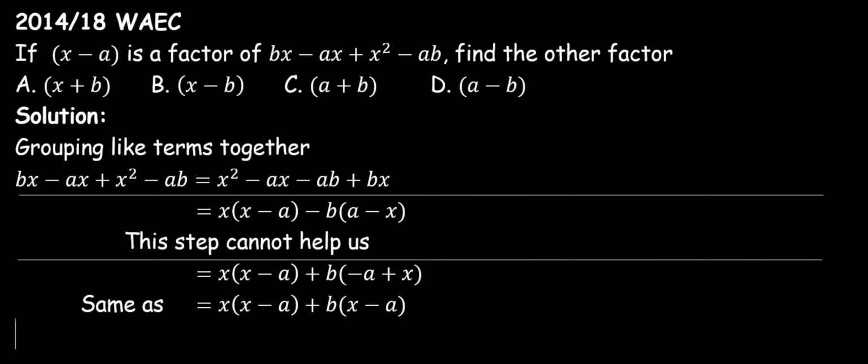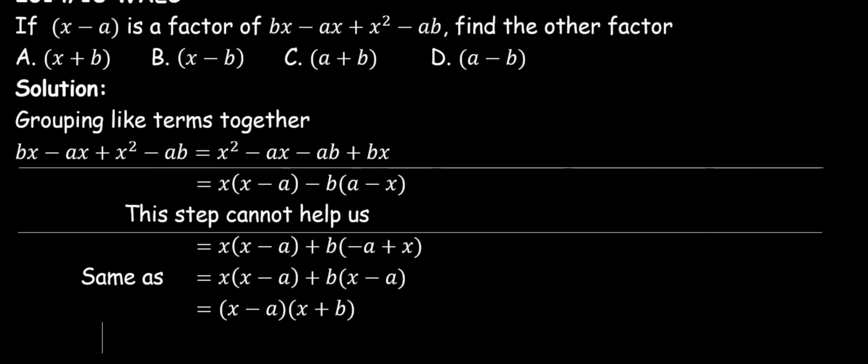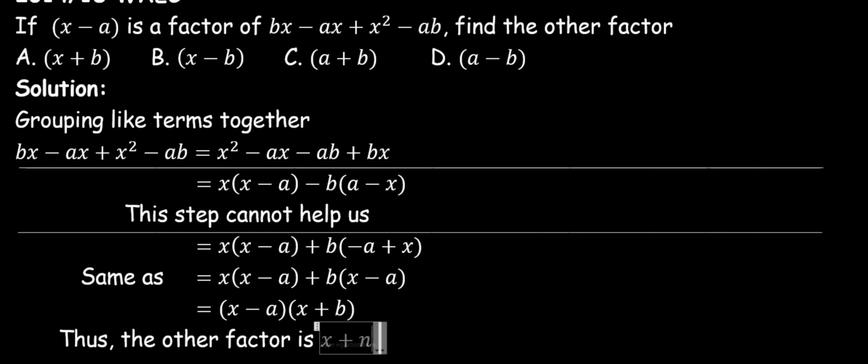And we can now factor out x minus a, open and close bracket, and you will be left with x plus b bracket close. Thus, the other factor is x plus b. Already we have been told that we have x minus a as one of the factors. So the other factor is x plus b.